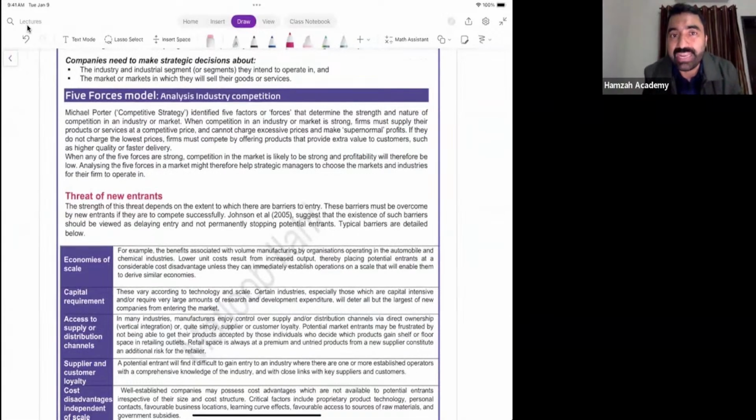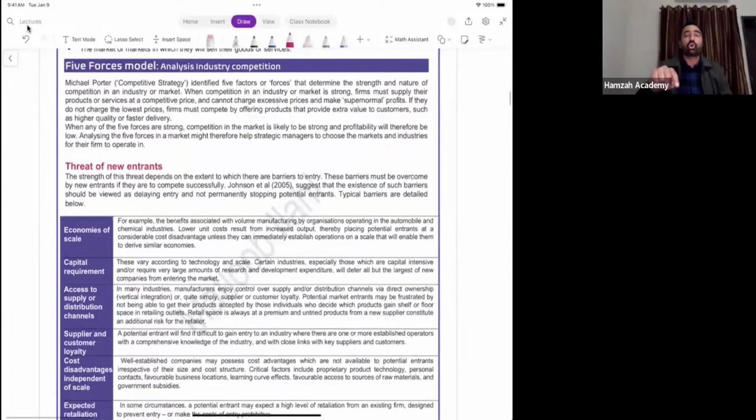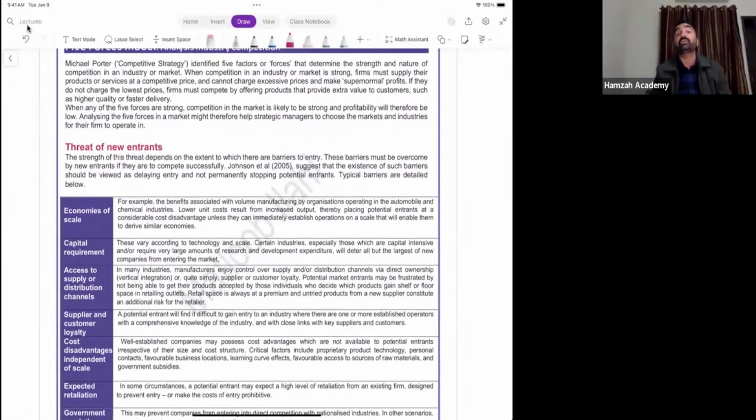What is the Five Forces model? It analyzes industry competition. Michael Porter identified five factors or forces that determine the strength and nature of competition in an industry or market. Whether the competition is strong or weak is determined by these five factors. When any of the five forces are strong, competition in the market is likely to be strong and profitability will therefore be low.